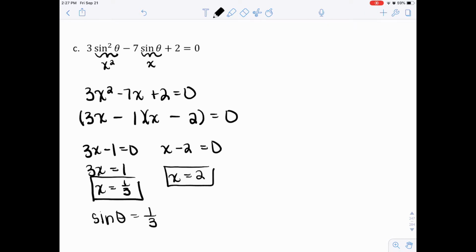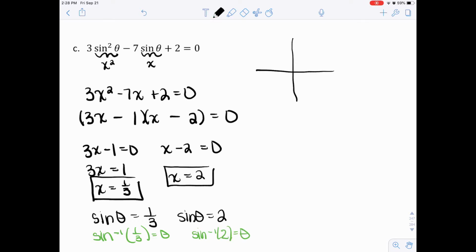So the two equations we need to solve at this point are sine of theta is equal to 1/3 and sine of theta is equal to 2. When we look at sine theta equals 1/3 first, this is not one of the special triangles. The same goes for sine of theta equals 2. So for each one, I'll use the calculator and the inverse sine.